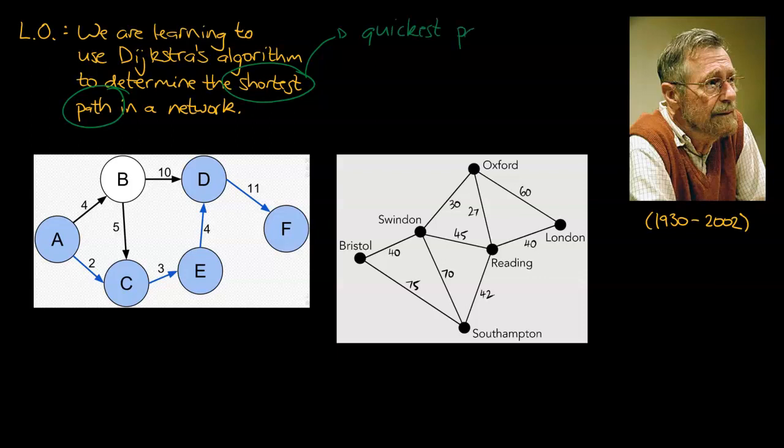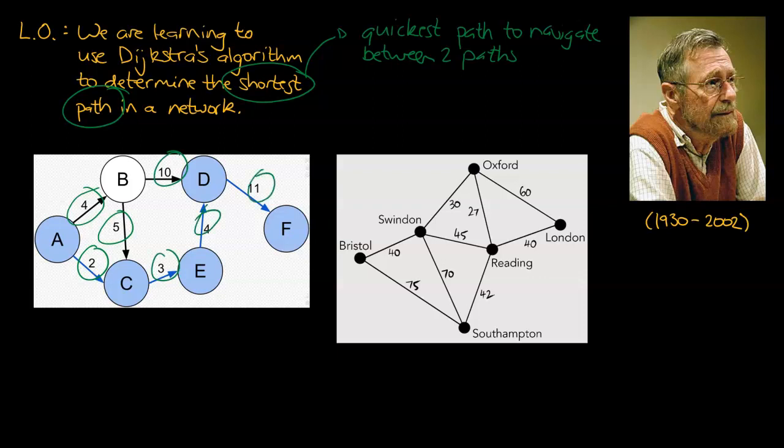Quickest path to navigate, I've spelled navigate wrong. Navigate between 2 points. And when we refer to quickest, we do refer to the weight. And just a reminder, the weight is the numbers attached to the edge of each of the networks.